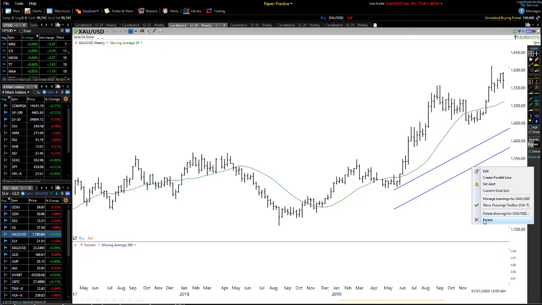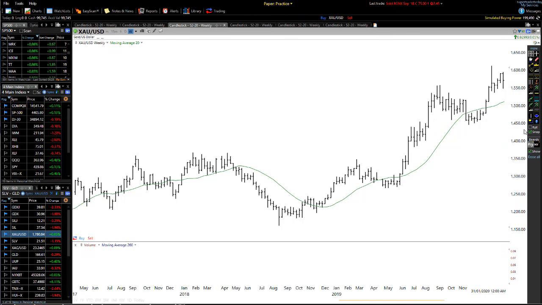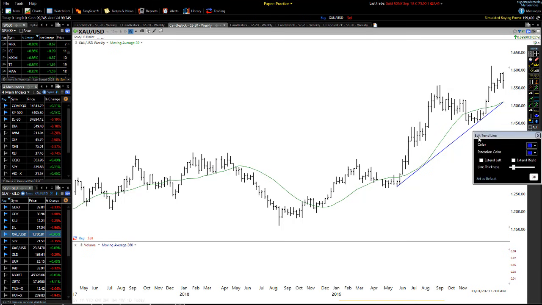Notice how we had... Let me delete that off the screen. Notice how we actually had this point from here to here. See that point from there to there? You see that there? So that point from there to there is what? Let me just extend that to the right now. That's now a support line. Makes sense?